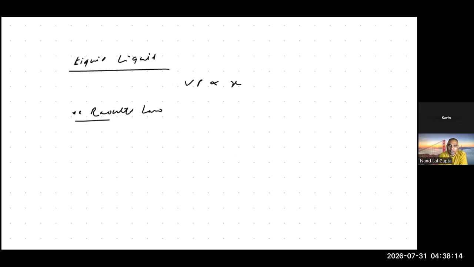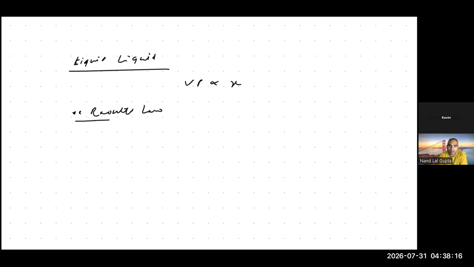Now, we are talking about liquid solution. In terms of vapor pressure being proportional to, they are talking about mole fraction. These two terms we are studying. So, how about solubility? We study according to Raoult's law. Can you define this Raoult's law for liquid solution?